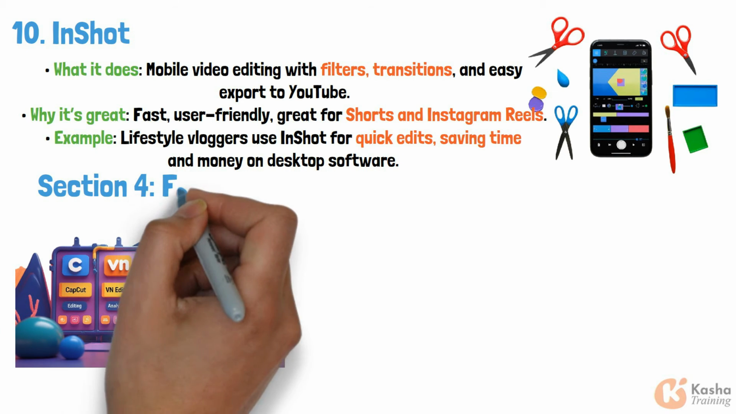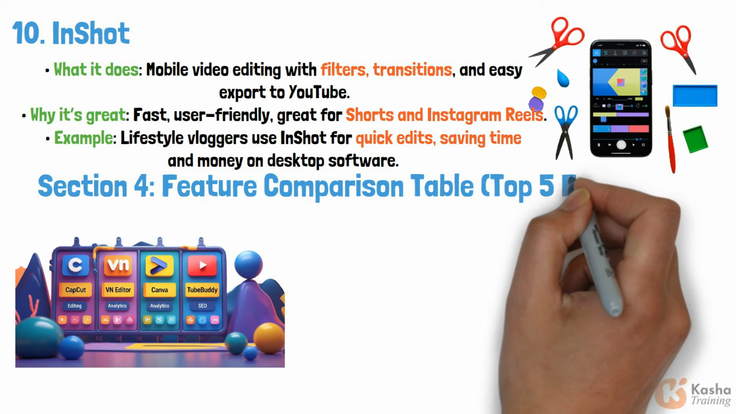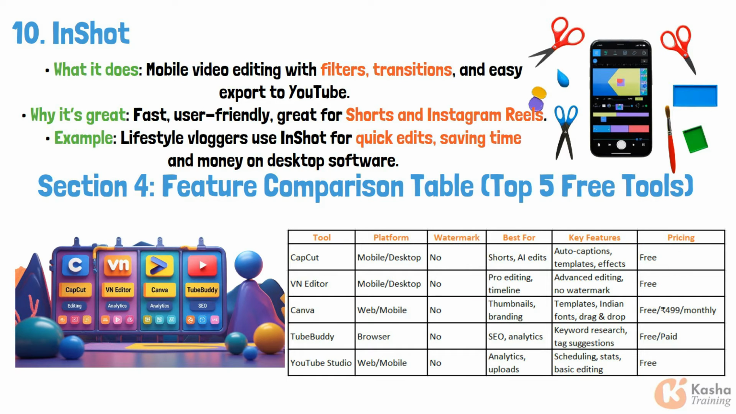Section 4. Feature Comparison Table. Top 5 free tools. Tool, platform, watermark, best for, key features, pricing. CapCut: mobile, desktop, no watermark on shorts, AI edits, auto captions, templates, effects, free. VN editor: mobile, desktop, no watermark, pro editing, timeline, advanced editing, free.